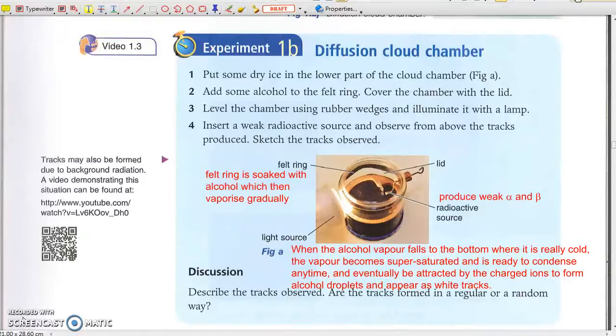Due to electrostatic attractions of charged ions, the vapor molecules will readily condense on the ions. The alcohol droplets formed will reflect light and appear as bright spots to form a white track. Take a look at the experiment to see how a diffusion cloud chamber is prepared and what the tracks look like.